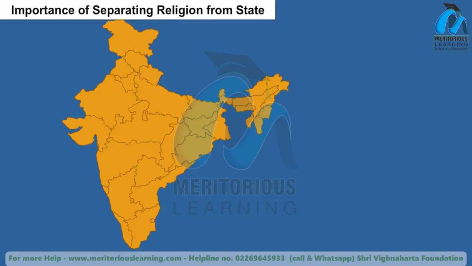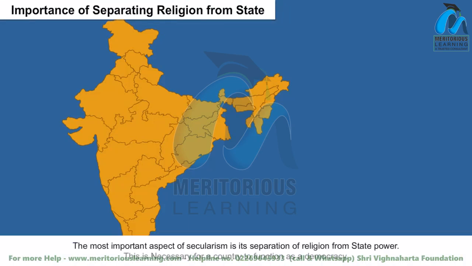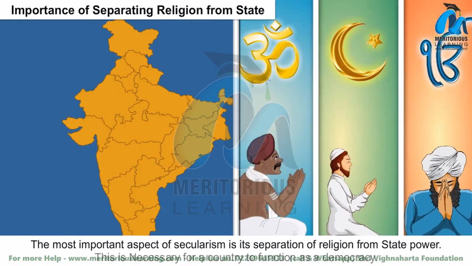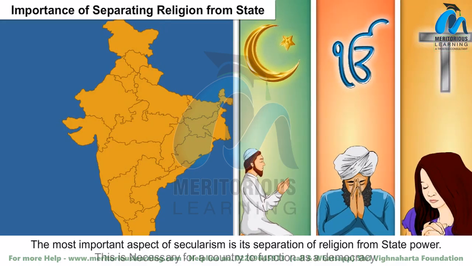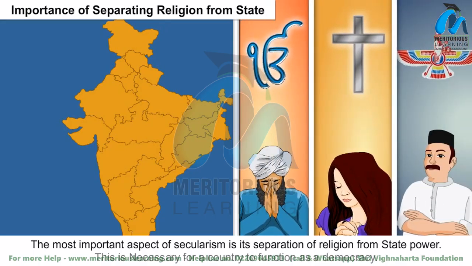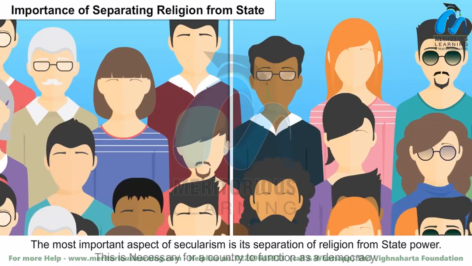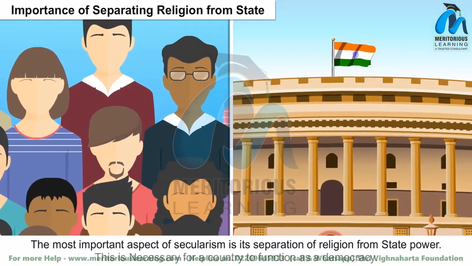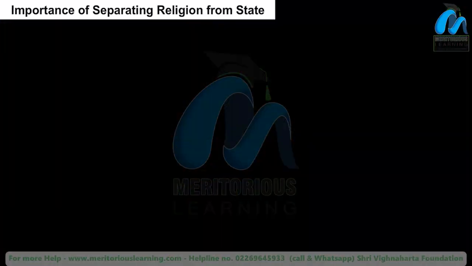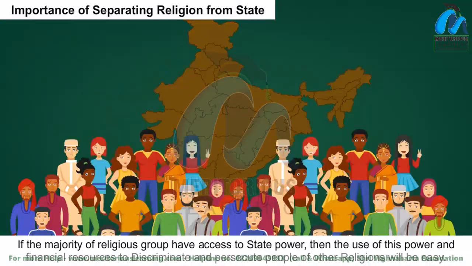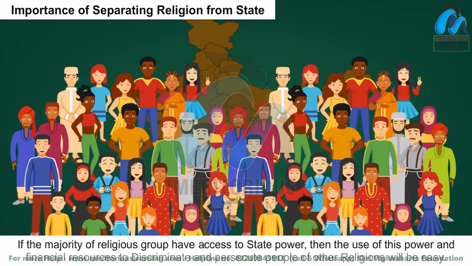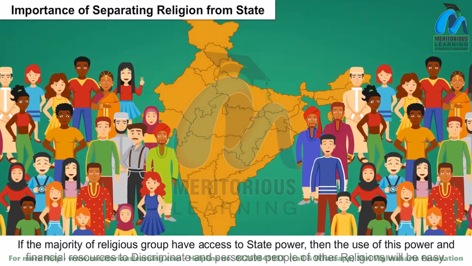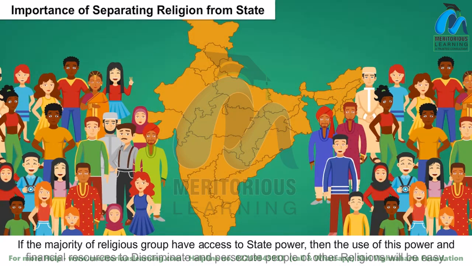Importance of separating religion from state. The most important aspect of secularism is its separation of religion from state power. This is necessary for a country to function as a democracy. If the majority religious group has access to state power, then the use of this power and financial resources to discriminate and persecute people of other religions will be easy.